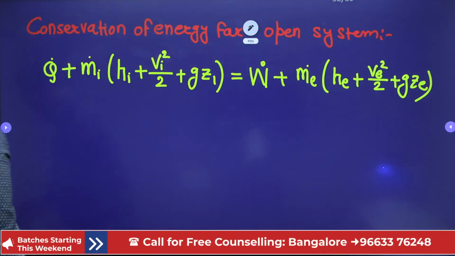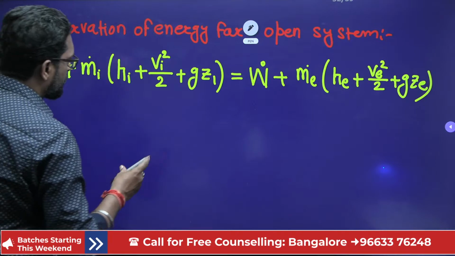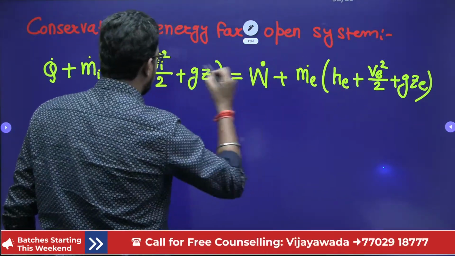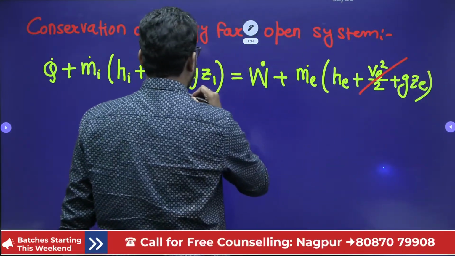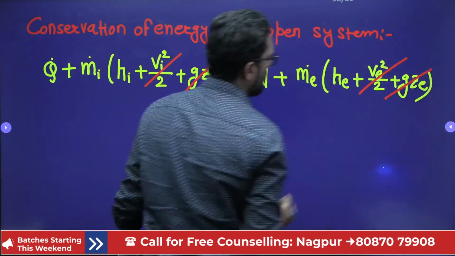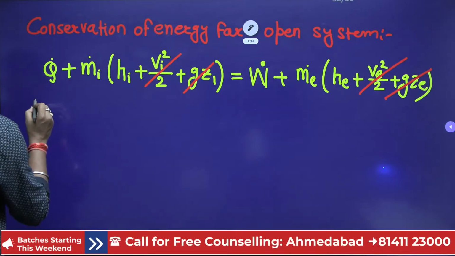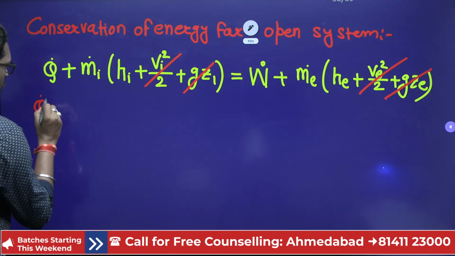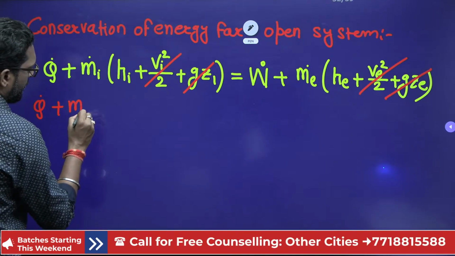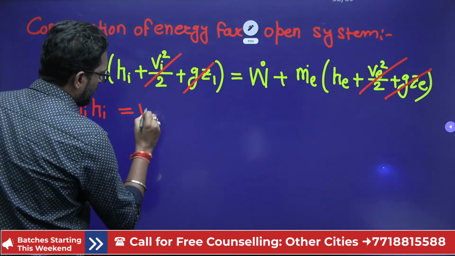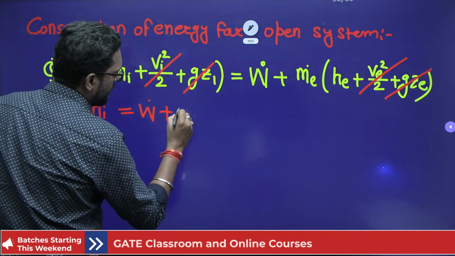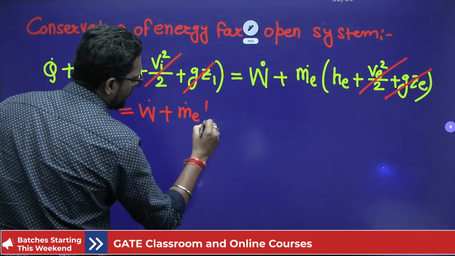Now, what is given? According to the question, change in kinetic energy is negligible, that means this and this are cancelled out. Change in potential energy is negligible, this and this are cancelled. So what is the modified equation? Q dot plus m dot into hi equals W dot plus m dot e into he.